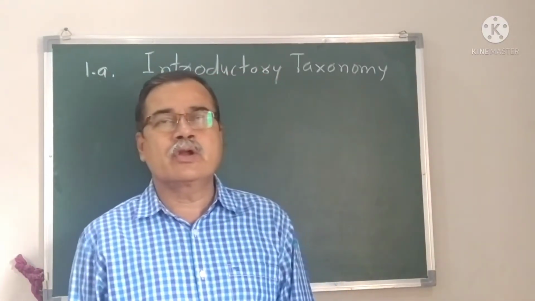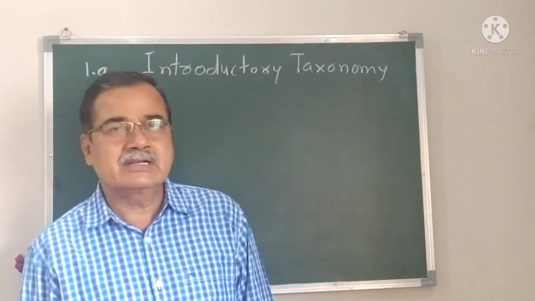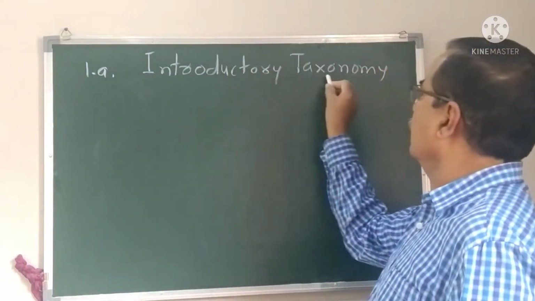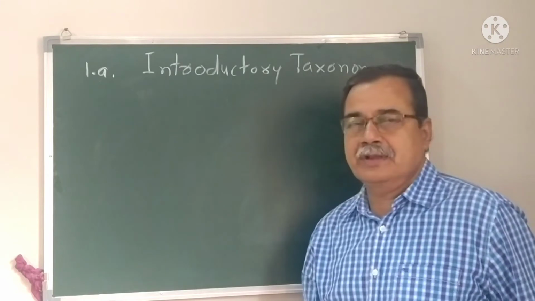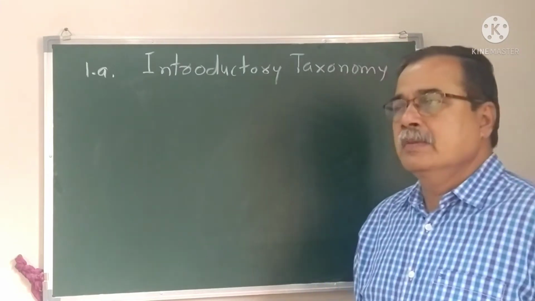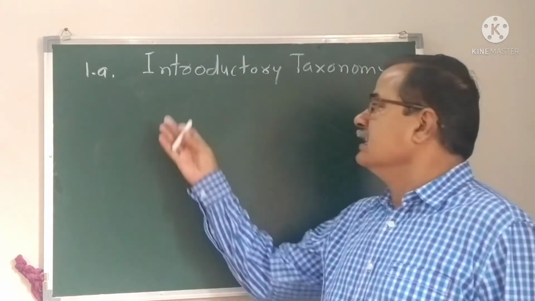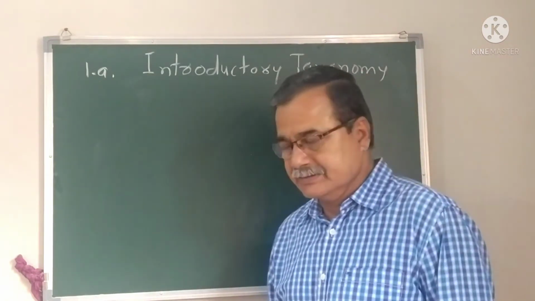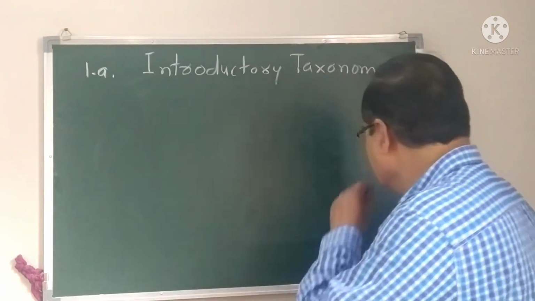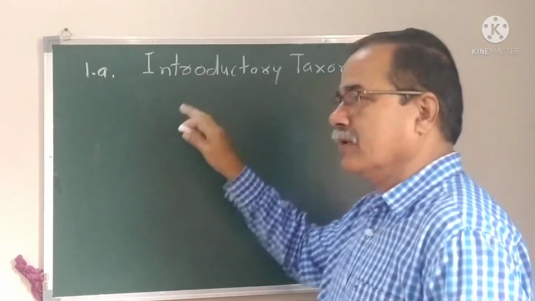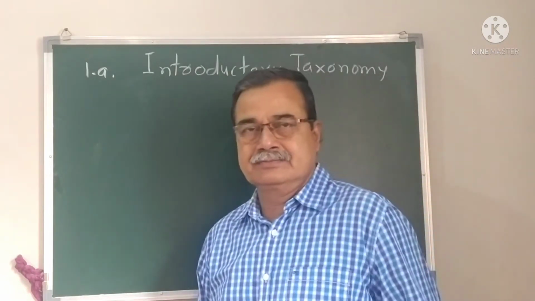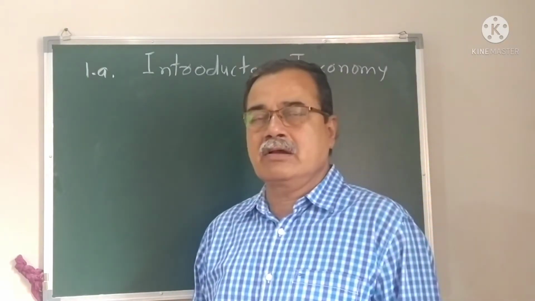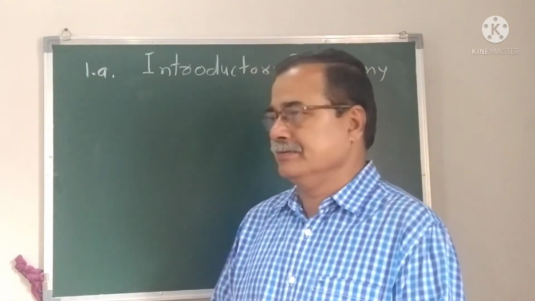Today we are going to see the first unit. The unit is introductory taxonomy. Millions of flowering plants occur on the earth's surface. It should be possible to remember them from each other. Therefore, they should be taxonomically or systematically grouped together.